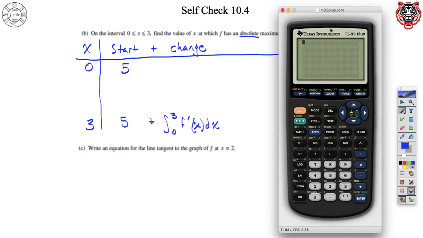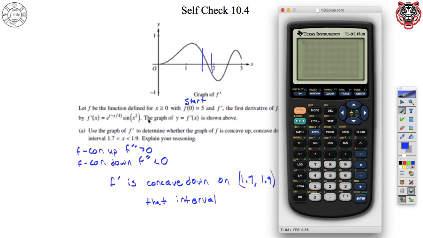Now we need to find critical values, and this is where we need a calculator. So we have our calculator, and we need to go to the last slide. I have my equation. I need to enter that equation into my y equals. This is the derivative of f prime. It's going to be e to the power of negative x divided by 4 in the parentheses, multiplied by sine of x squared. We could graph it, but we don't need to.